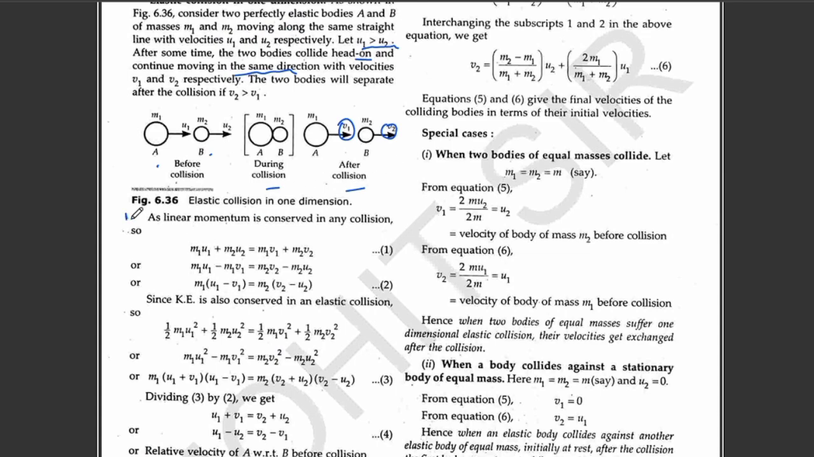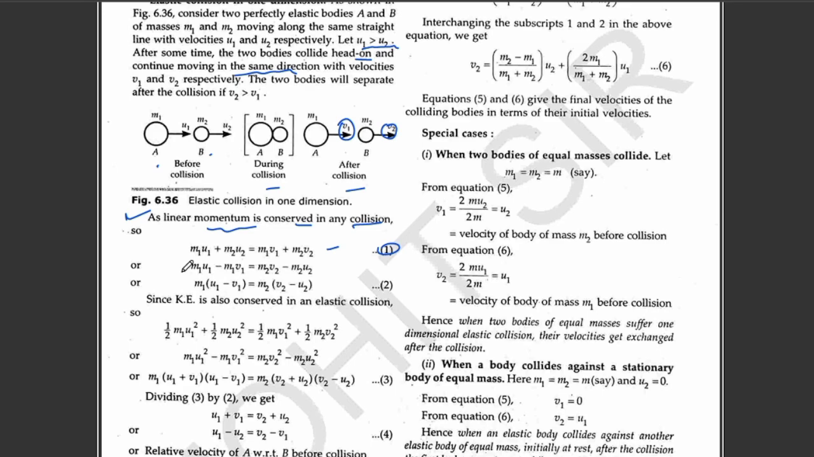First of all, as linear momentum is conserved in any collision, the total linear momentum before collision will be equal to the final linear momentum of the system as a whole. So total linear momentum before collision is m1 u1 for A, and for B it will be m2 u2. So m1 u1 plus m2 u2, and after the collision it will be m1 v1 for A plus m2 v2 for B. So this is our equation 1.